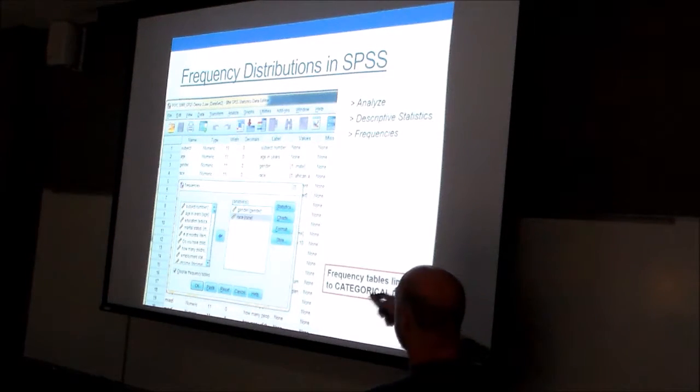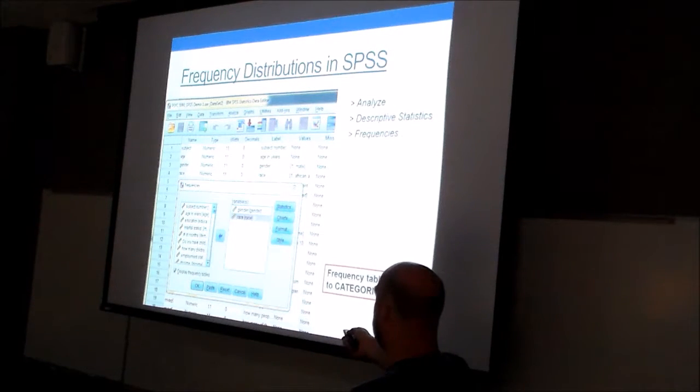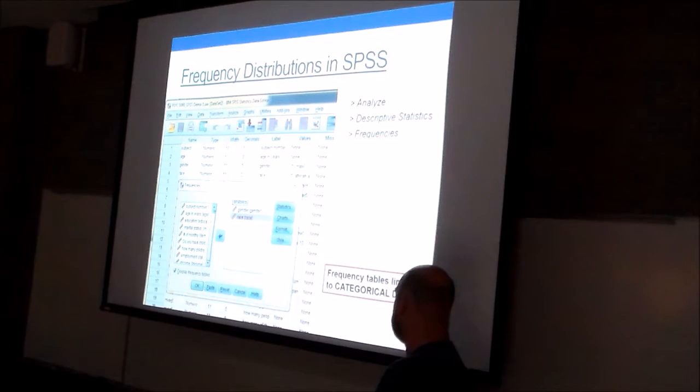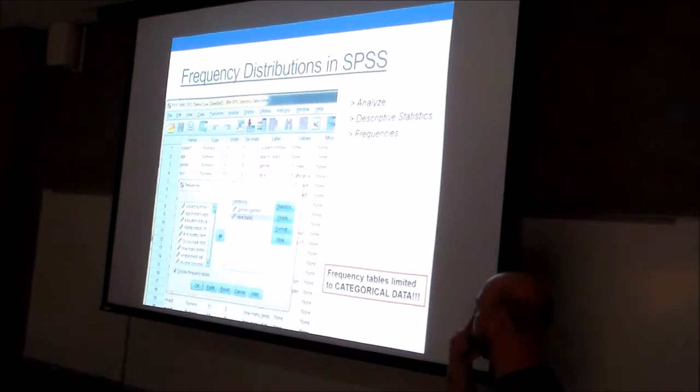In your SPSS interface, you'll go up here to Analyze, drop down Analyze, choose Descriptive Statistics, and choose Frequencies. Then find the variables that you want frequency distributions for, drop those into your variables box, and go ahead and hit OK. One thing you'll want to recognize is that your frequency tables need to be limited to categorical data.